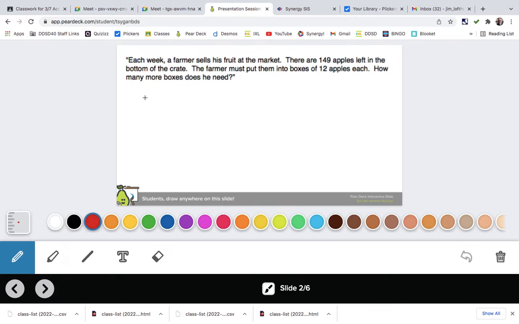So in class, students did either 149 divided by 12, or some looked on the multiplication table of 12, 24, and then got all the way to 144 and noticed that that was 12 boxes. So there are 12 boxes, but they needed 5 more to get to this 149. So the answer on this one was 13 boxes. And we put that into our notes.